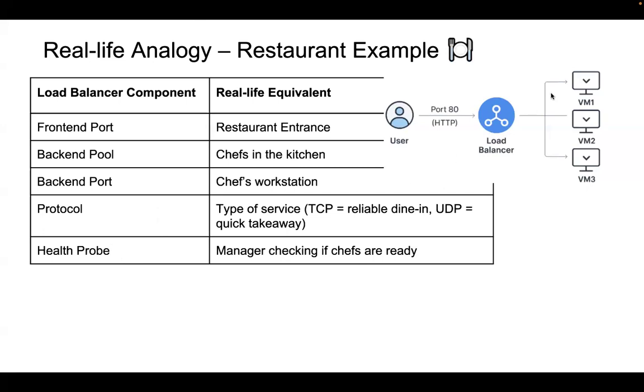So that's how the load balancer and VMs respond to each other. And health probe is one thing, as we covered in the previous slide. It keeps on checking whether the VMs are up and running. In this restaurant example, the manager is checking whether the chefs are ready, and whatever order he has taken, he makes sure that whoever is ready, he takes your order to them and gets it prepared. That is a real life analogy, the restaurant example.